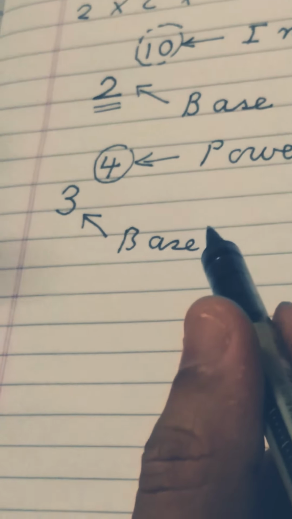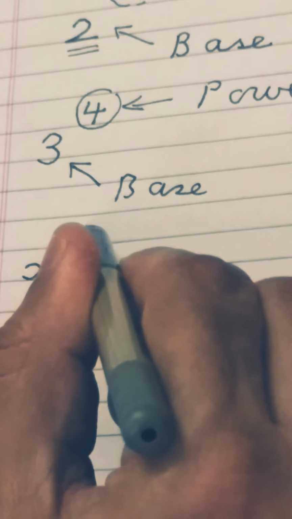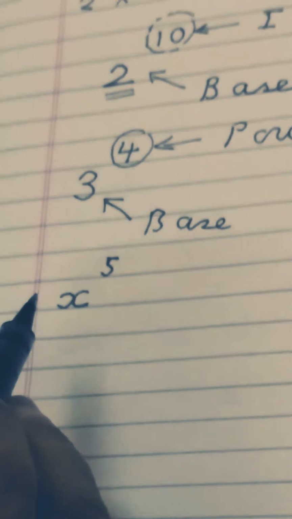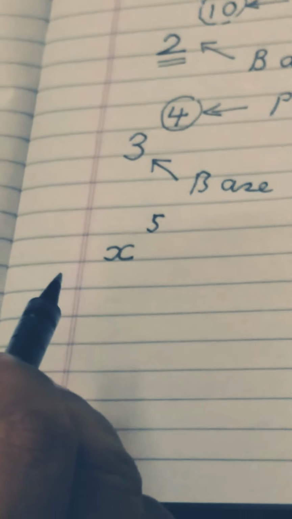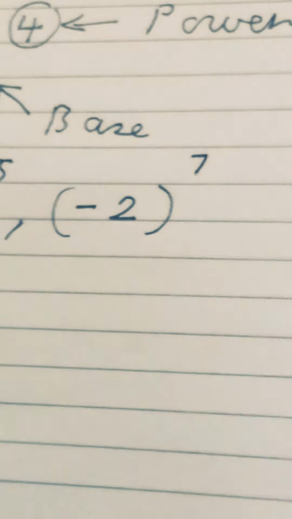So, understanding friends, let's take more examples and let's see simultaneously how to read them. So, if I am having a variable x and I have written a power 5, then we'll read it as x raised to 5. I repeat, x raised to 5. Let us take more examples. This would be read as minus 2 raised to 7.